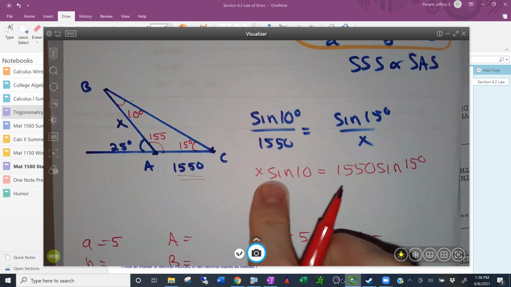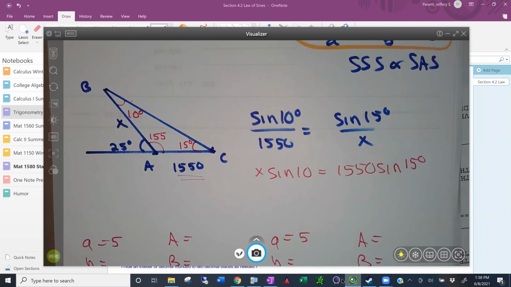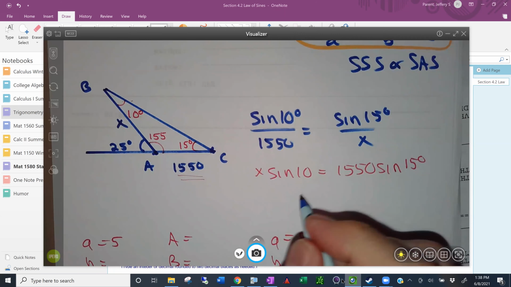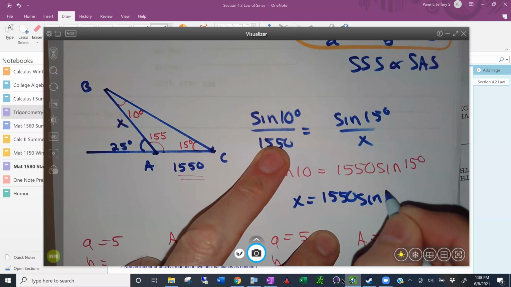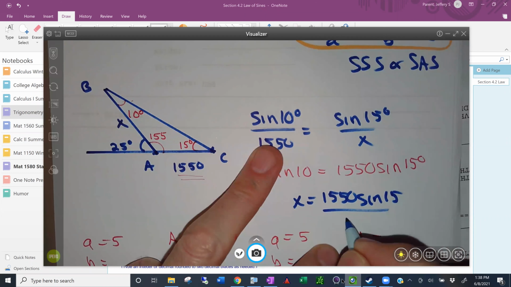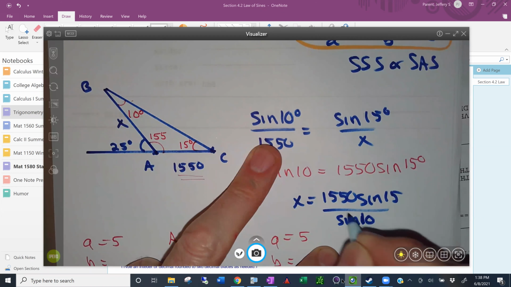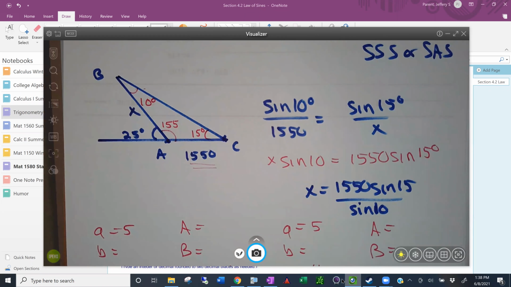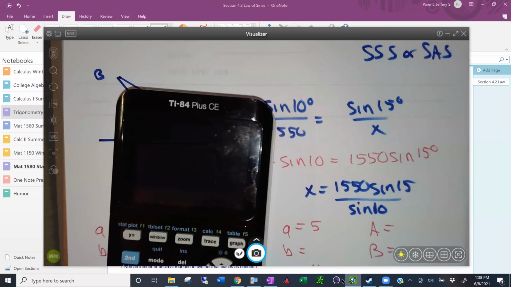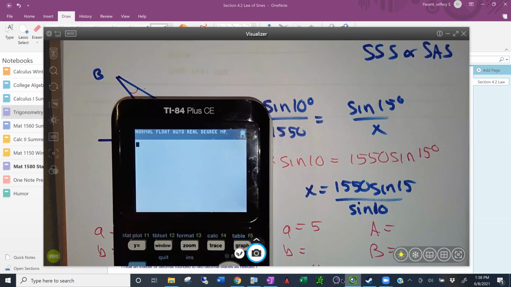To finish solving for X, just divide both sides by sine of 10, and I'll end up with X equals 1550 sine of 15 divided by sine of 10. Put your calculator in degree mode, and that should be good to go. So let's see, 1550 sine of 15.